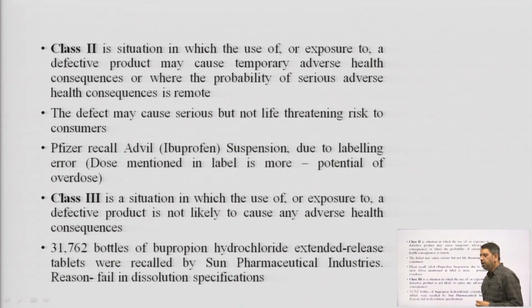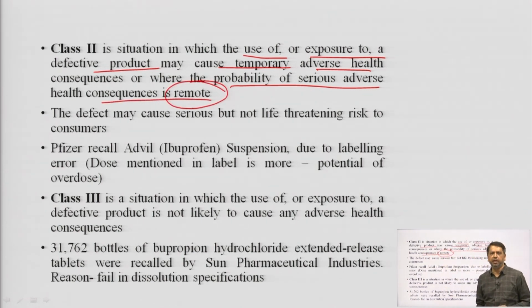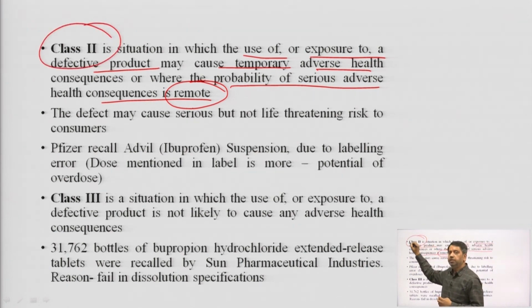Now, class 2 is a situation in which the use of or exposure to a defective product may cause temporary adverse health consequences, or where the probability of a serious adverse health consequence is remote. So, serious health consequences may not be there. There may be a chance that the patient may have some adverse reaction, but there is no chance of a life threatening reaction. So, in those cases, a class 2 recall may be initiated.